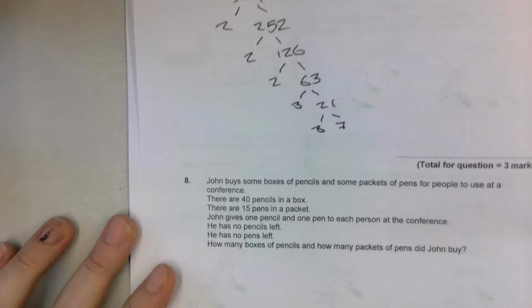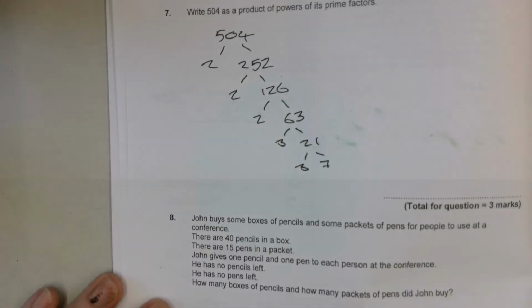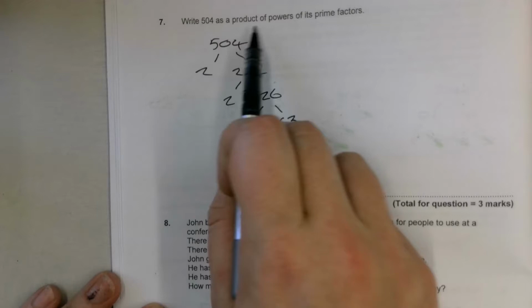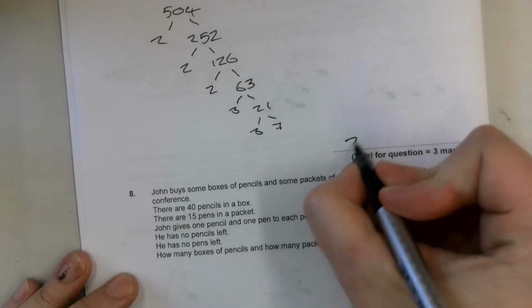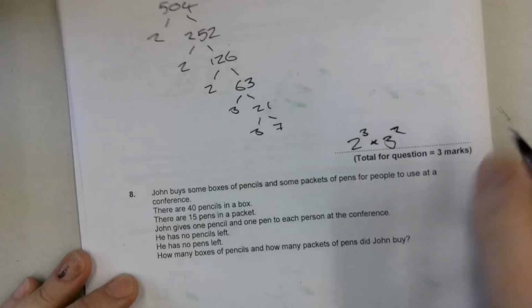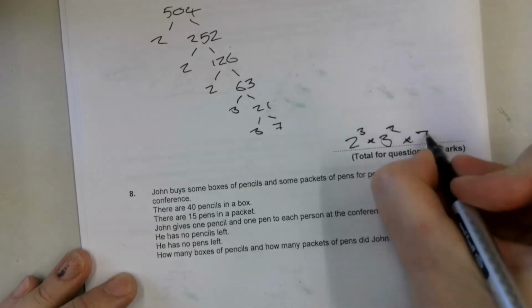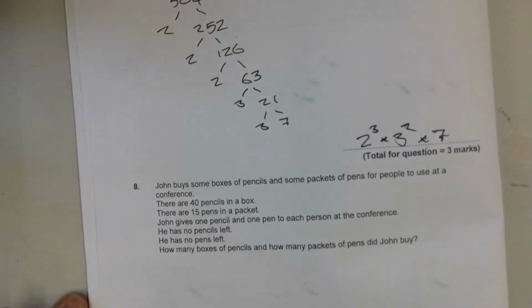And 7 is prime. So to write it as a product of its primes, we would have to write all of these primes with the time sign between them, but we want a product of powers. So that means 2 times 2 times 2 is 2 cubed, that's the powers bit. 3 times 3 is 3 squared, and we've just got 1 7, so we can just put 7. Must put the time signs between, must put the time signs.